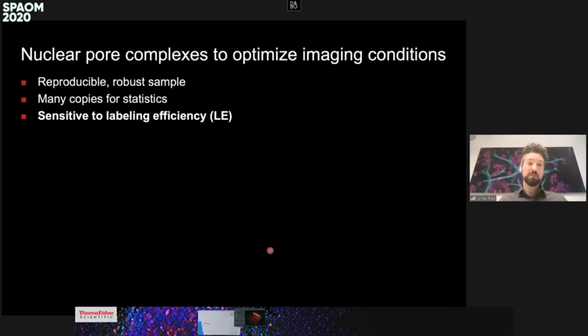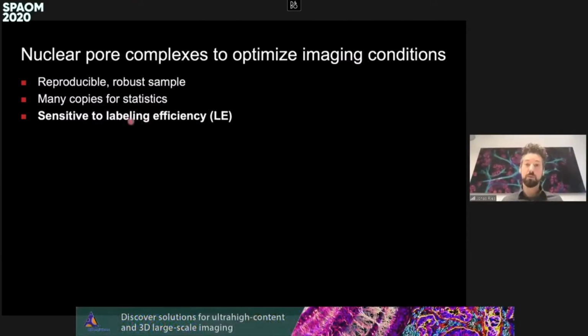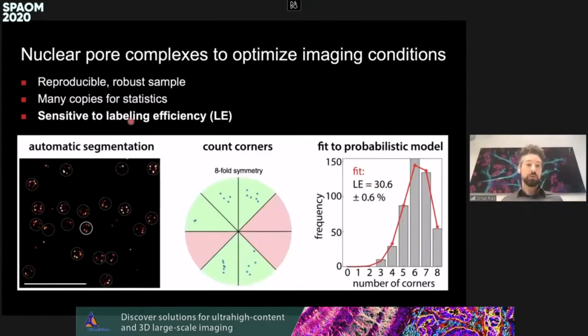But also very importantly, the nuclear pores allow us to measure the labeling efficiency. So that's the probability that a target protein has a label attached to it that we can later see. And this is a parameter that otherwise is actually quite difficult to determine. But with the nuclear pore complexes, it's quite easy, because if you don't have 100% labeling, then we won't see all the nuclear pores as complete rings, but corners start missing.